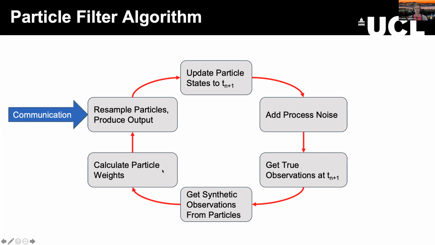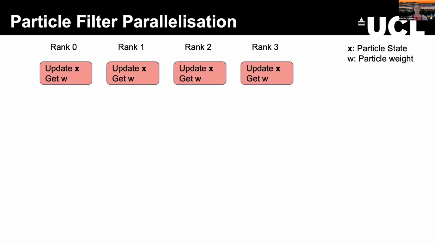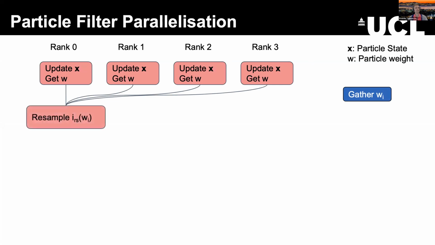So I want to go through how that resampling looks, because it's not as simple when you go to really high levels of parallelism. In this example, I have just 4 ranks which are doing the thing from the previous slide. They're updating the state, which is X here, and then they're calculating the weights, which is W. Then for the resampling you need to do a global gather of all the weights to be able to calculate the distribution function. And then you can do a resampling of those weights, but you need to have all the weights in one place.